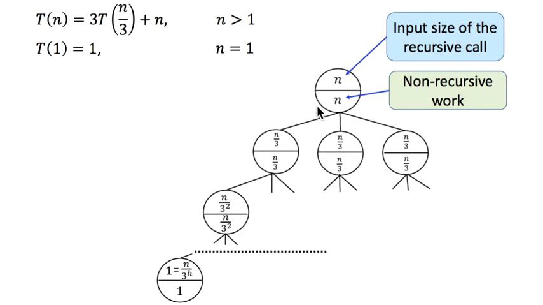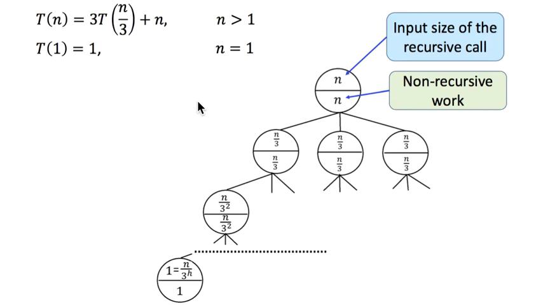Each node in the recursion tree represents a recursive call. The upper half here shows the input size of this recursive call. The lower half shows the non-recursive work, the total number of basic operations performed by this recursive call. The number of branches indicates the total number of recursive calls performed from this recursive call. And we take this number from this tree.